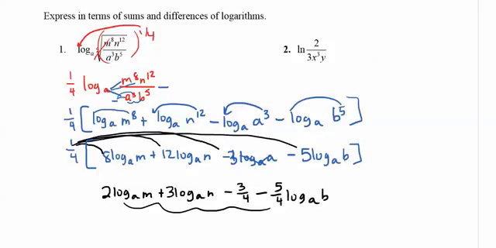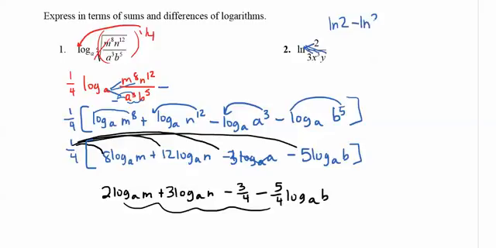Now the second example we have is natural log of 2 divided by 3x cubed y. Now this time I don't have a power around the whole fraction to bring down, so I can immediately get in and split this up, starting on top. Starting on top, I have ln of 2, and then I'm going to separate everything on the denominator with a subtraction. So everything on the bottom gets subtracted.